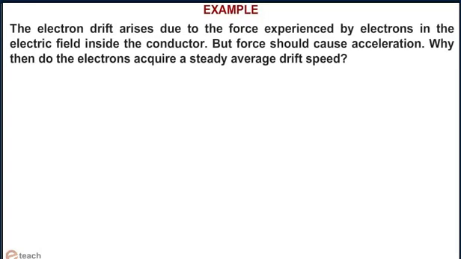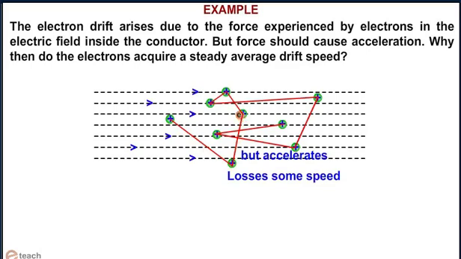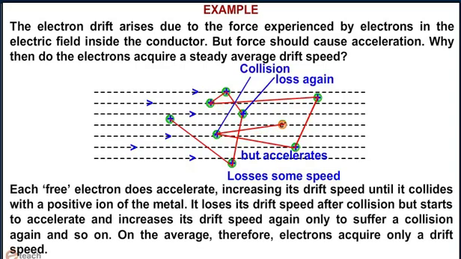The electron drift arises due to the force experienced by electrons in the electric field inside the conductor, but the electrons acquire a steady average drift speed. Each free electron does accelerate, increasing the drift speed until it collides with the positive ions of the metal. It loses the drift speed after collision, but starts to accelerate and increase its drift speed again and so on. On average, therefore, electrons acquire only a drift speed.